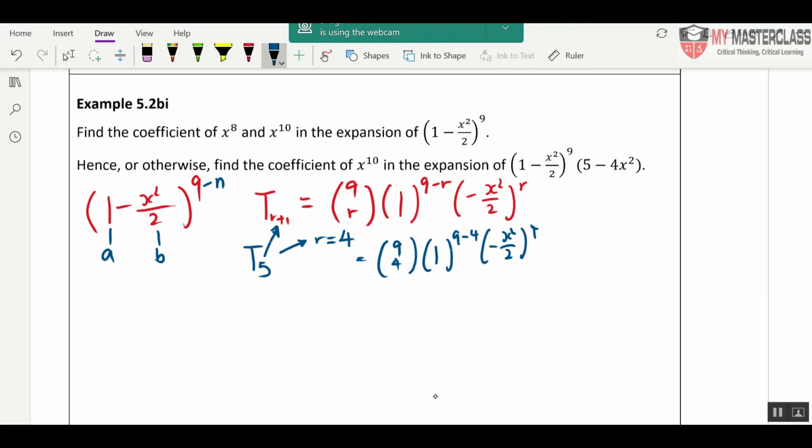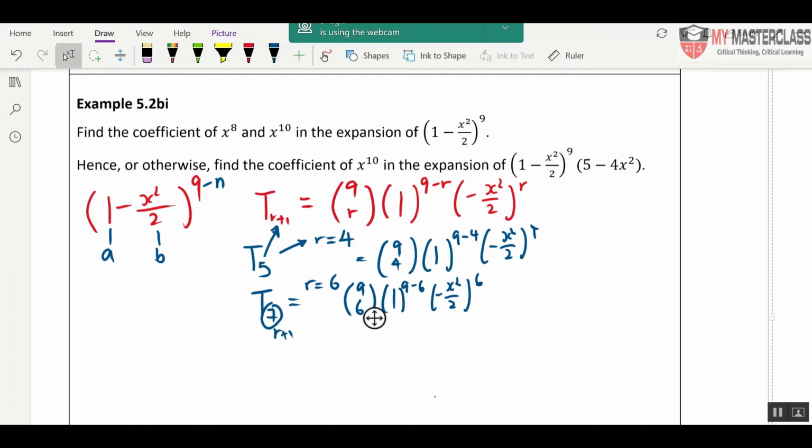Just for example, if I want T7, what is my r equal to? Your r should be equal to 6, because this is r plus 1. r plus 1 equals 7, so r must be equal to 6. Then I sub in r equals 6 into my T r plus 1: 9 choose 6, 1 to the power of 9 minus 6, then negative x squared over 2 to the power of 6. This is how I decide the r I put in, if I'm supposed to find T5 or T7 or whatsoever.